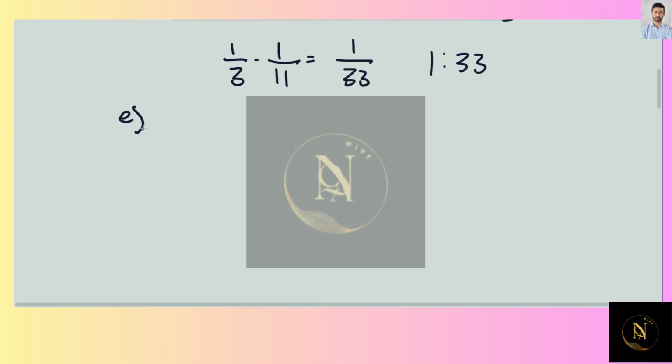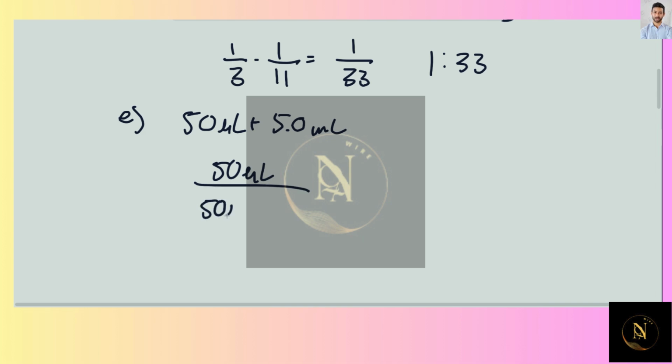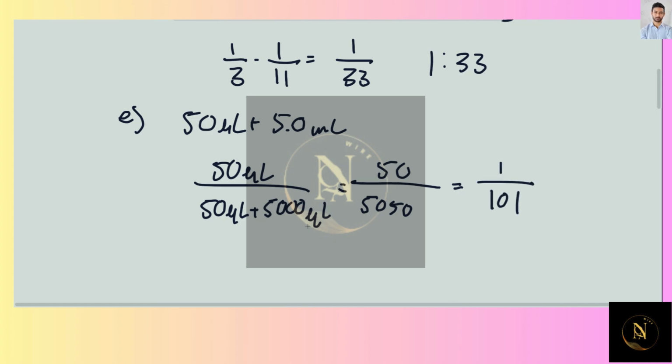Okay, next we've got 50 microliters plus 5.0 milliliters. Okay, so this is 50 microliters over 50 microliters plus 5,000 microliters. Right, so this is 50 over 5,050. So this is 1 over 101. So the final dilution is 1 to 101.